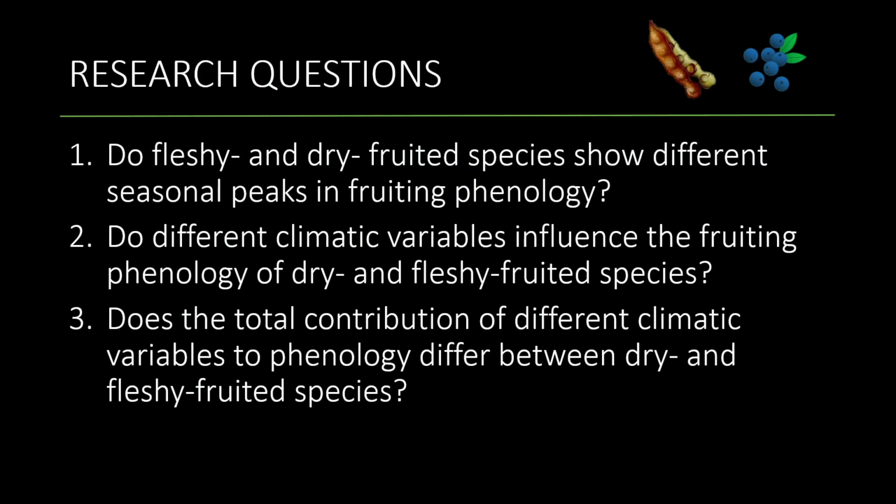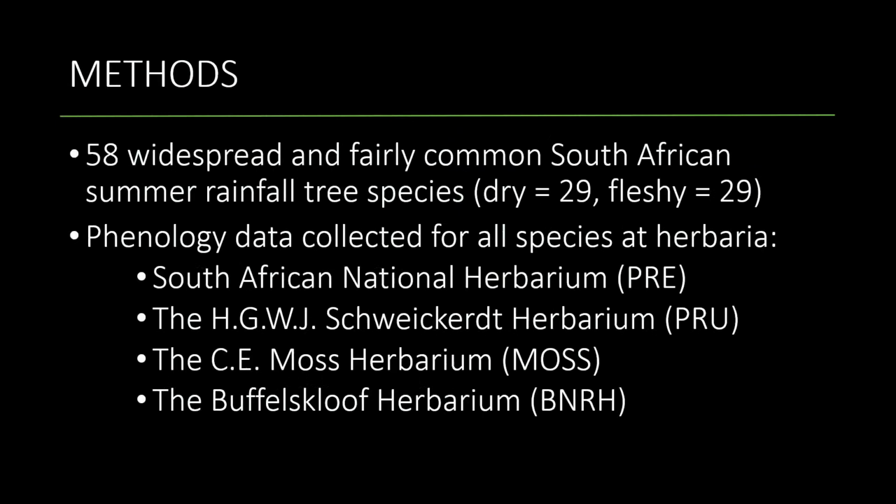and fleshy fruited species. We chose 58 widespread and fairly common species from across South Africa. We chose species from the summer rainfall area, and those that also extended into the winter rainfall area, we excluded the records from the winter and the all-year-round rainfall area. And then we collected phenology data from herbarium specimens.